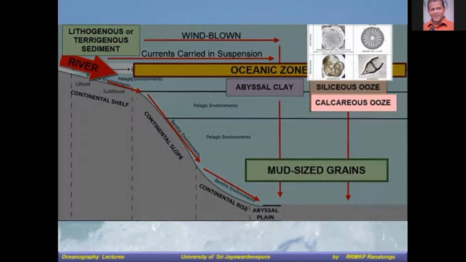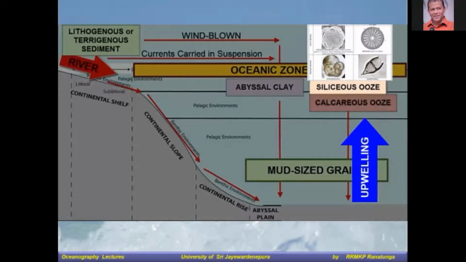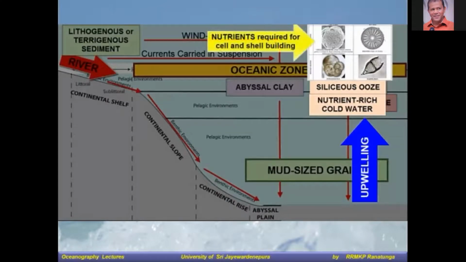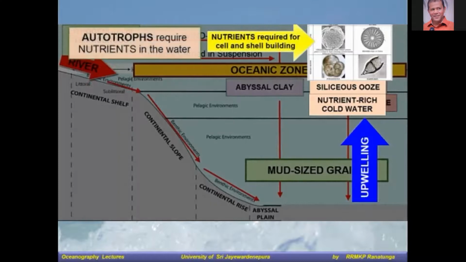Calcareous-shelled creatures are the most abundant organisms in the world's oceans, so theoretically their shells should dominate all deep-sea muds. That would be true except for 2 things. First, in areas where deep water rises to the surface, a process called upwelling, silica-shelled organisms thrive. These waters are cold and filled with nutrients. Nutrients are dissolved ions that autotrophs pull from the water to use for building cells and shell material.